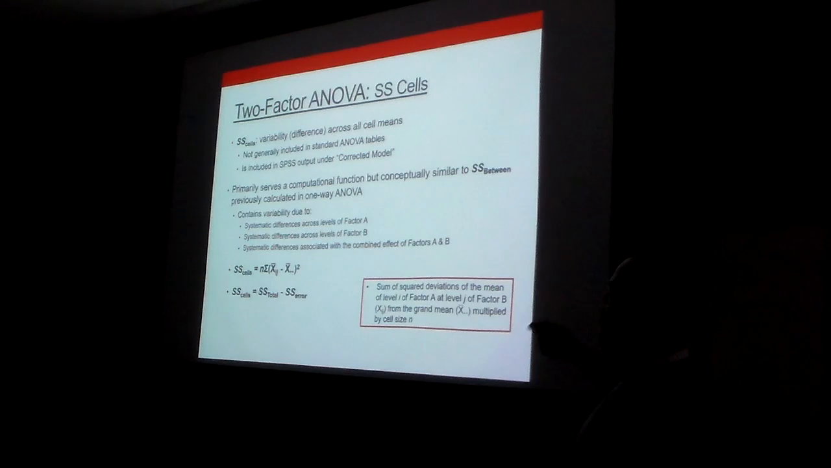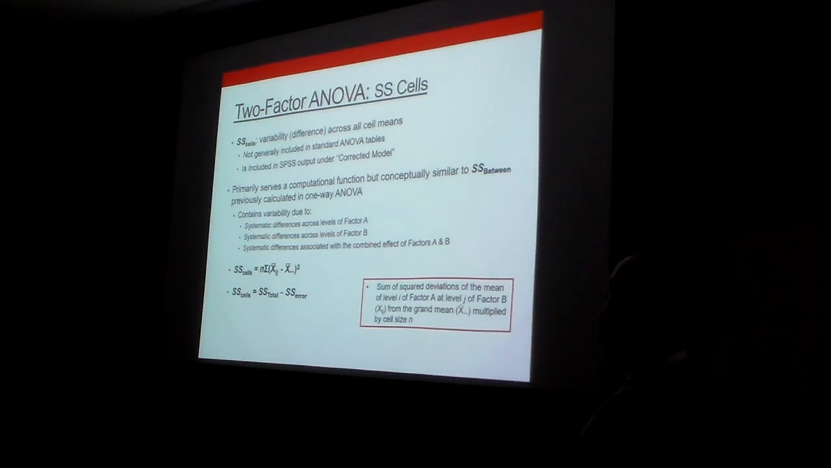Computationally, what SPSS is doing in many approaches here is calculating something we call sum of squares cells. Sum of squares cells refers to the differences across all cell means, so the variability across all the individual cells. We've looked at differences across our factors, factor A and factor B. Sum of squares cells is the variability across all of our individual cell means. It's typically not included in our standard ANOVA tables, but SPSS will give you this in the output. You're going to see a row called corrected model. This is giving you sum of squares cells, just the variability across all cell means. This becomes important for the calculation of certain statistics, so I just want to touch base on it here.